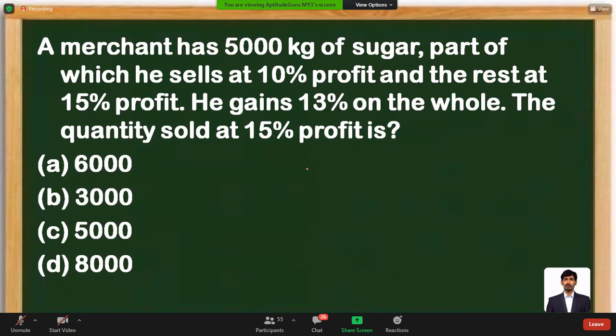Look at the next question. A merchant is having 5,000 kgs of sugar. Some part of it he sells at 10% profit and the rest at 15% profit. He gains 13% on the whole. One part is 1,000. Three parts are nothing but 3,000. You can mark your answer as the option.